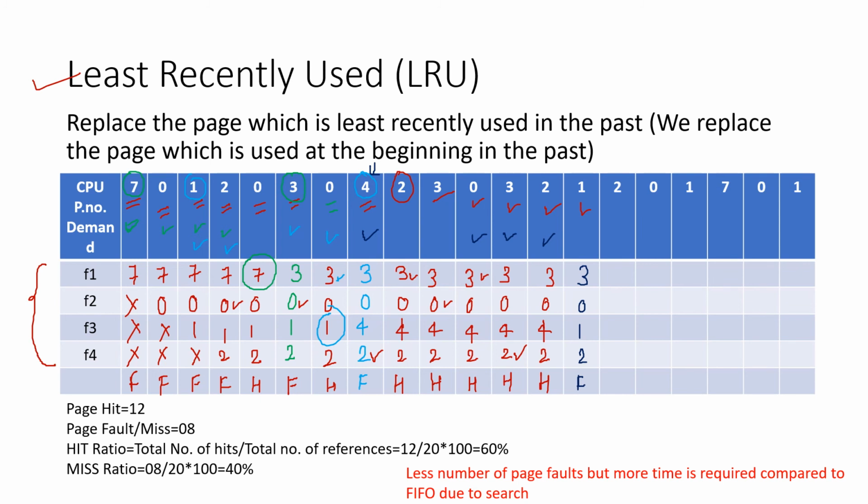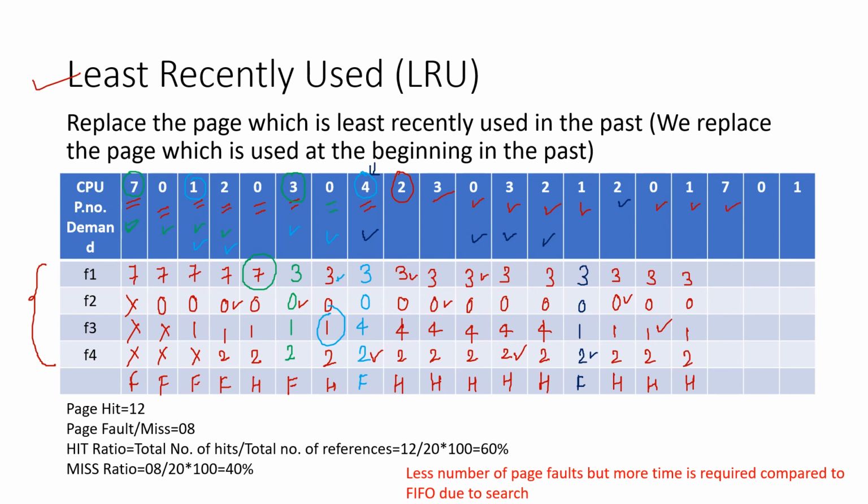Okay. Next is 2. Whether 2 is already there? Yes, 2 is there. So it's a hit. Okay, so we'll write this 3, 0, 1, 2 as it is. 0 is there. Yes, 0 is already there. So it's a hit. So we'll write 3, 0, 1, 2. Now what about this 1? 1 is already there here. So again it's a hit. So we'll write 3, 0, 1, 2.